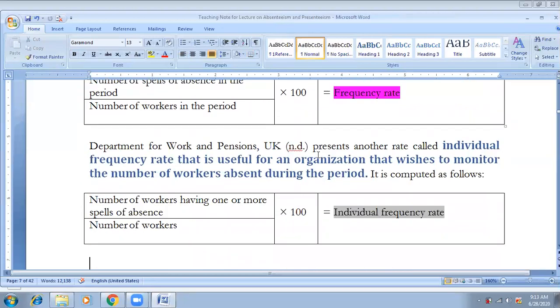Then individual frequency rate is another formula. If we want to monitor the number of workers absent during the period, then we can use the individual frequency rate in addition to the frequency rate. The number of workers having one or more spells of absence, divided by the number of workers, then multiplied by 100.